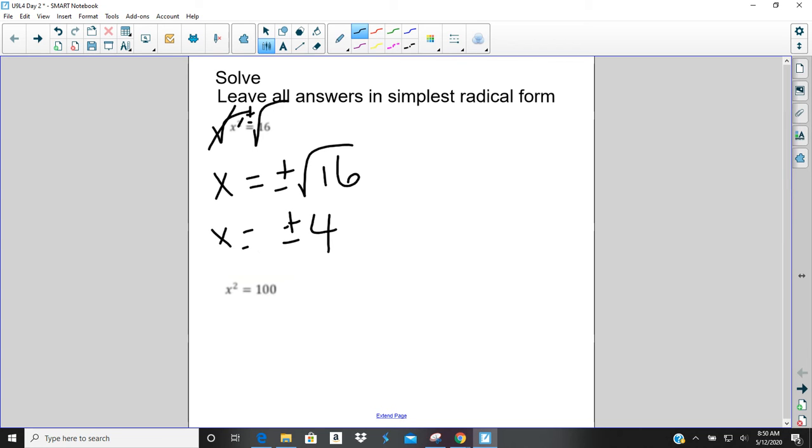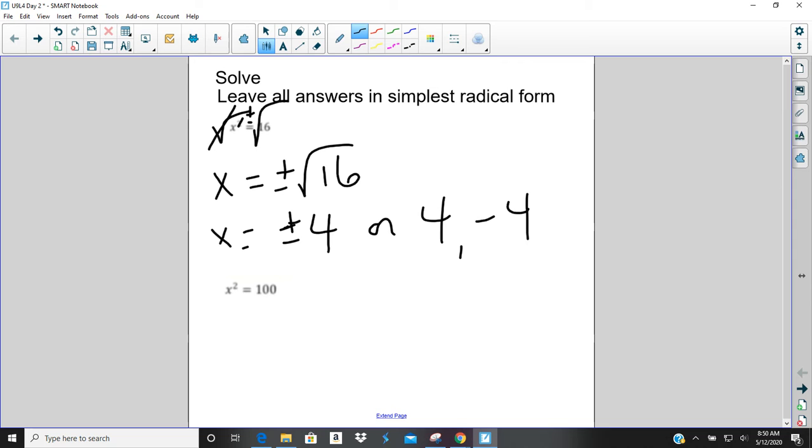Now, you can write it as plus or minus, I'm fine with that, or you can just write it as 4 comma negative 4. Either one is fine. I think sometimes we get lazy and we write plus or minus 4, but be careful when we get to problems where we have to put the terms together. So please try x squared equals 100 right now and answer the question.